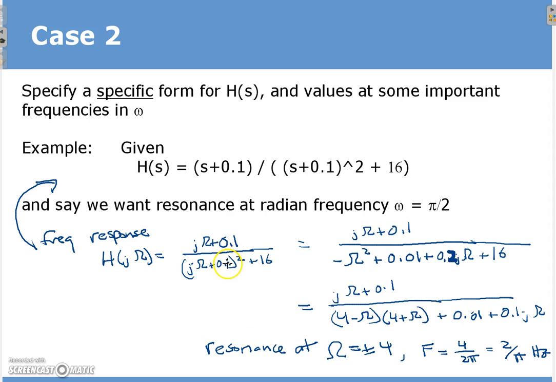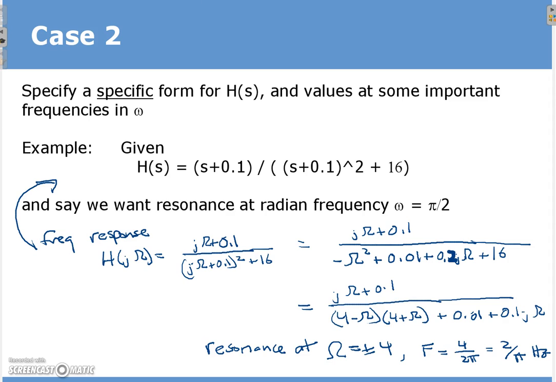You can see if I didn't have this 0.1 term, then these terms would go away. On the bottom I would just have these two, and I would get a 1 divided by 0. I'd get an infinite response at plus or minus 4. The fact that I have a little bit of offset here moves the pole off of the frequency axis, and I get a little bit of damping. But this is basically a resonance at omega equals plus or minus 4. It's a resonant filter. And you can figure out that's a frequency of 2 divided by pi hertz, so roughly 2/3 hertz. Okay, so that's just looking at this filter.